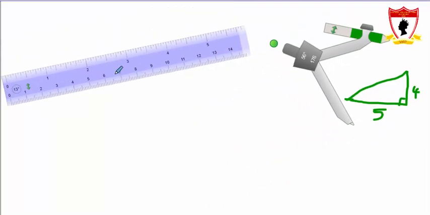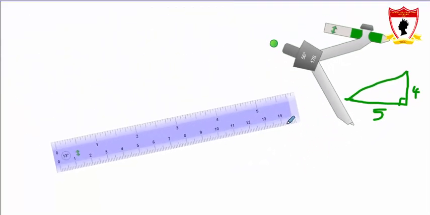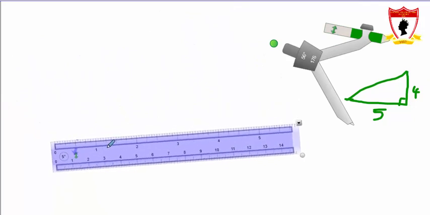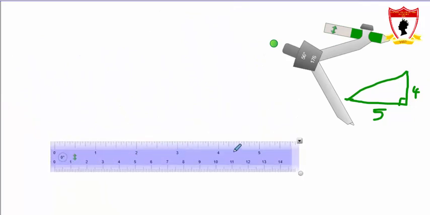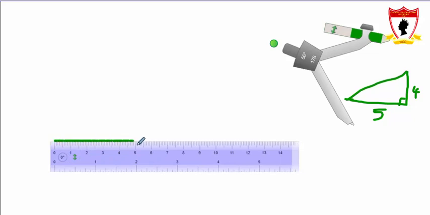To draw triangles, we always start with the base. The base is the most important part to construct any triangle. The base is 5 centimeters. So from 0 to 5 we have a straight line. Yeah, this is 5 centimeters.